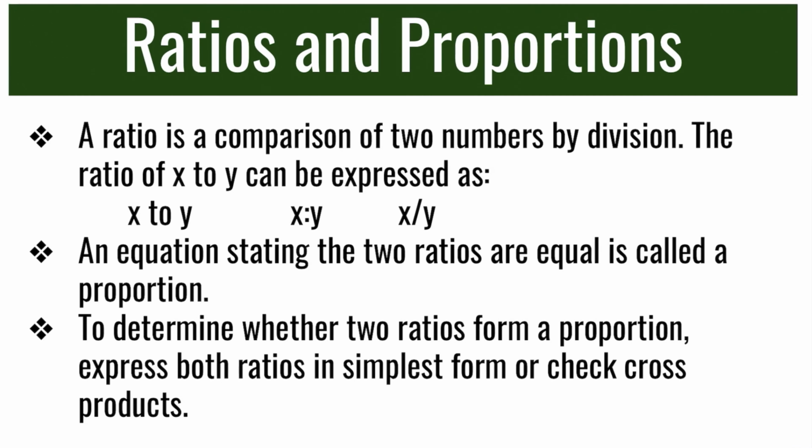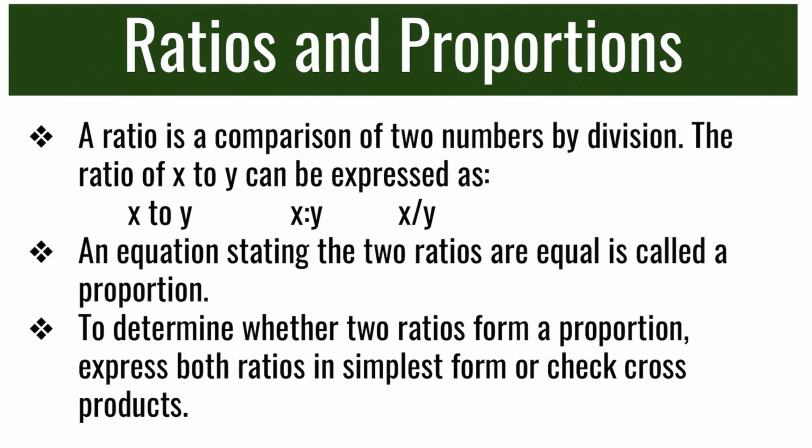A ratio is a comparison of two numbers by division. The ratio of x to y can be expressed as x to y, x colon y, or x over y. On the other hand, a proportion is an equation stating that two ratios are equal.